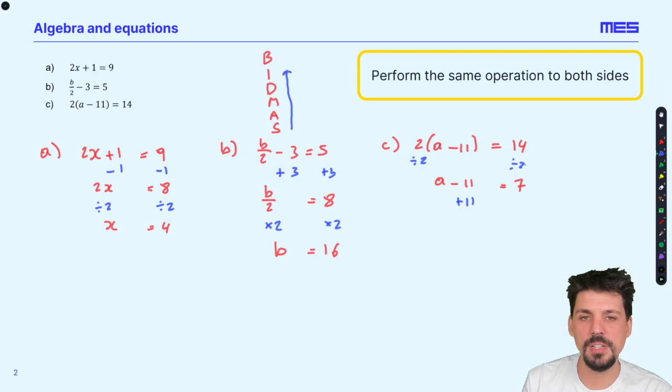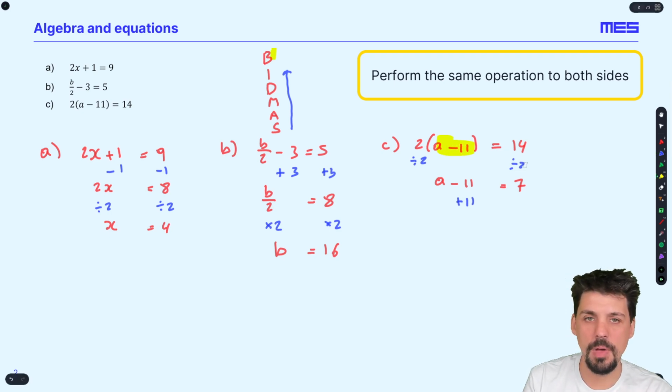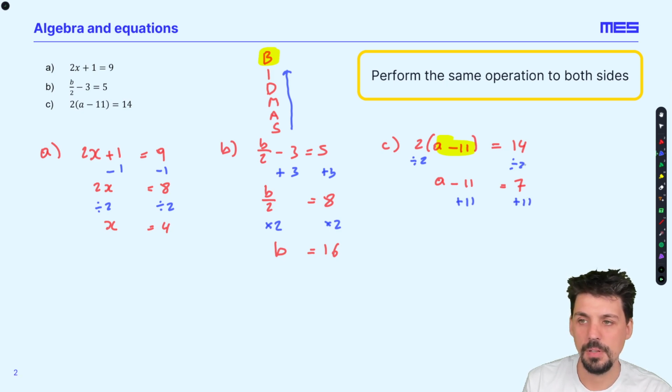Now the reason why I didn't deal with the addition first is because it's actually inside the bracket. All right. So this here is my bracket. So it's the last thing I'm going to deal with. So now that's all I've got left. We can get that a is 18.